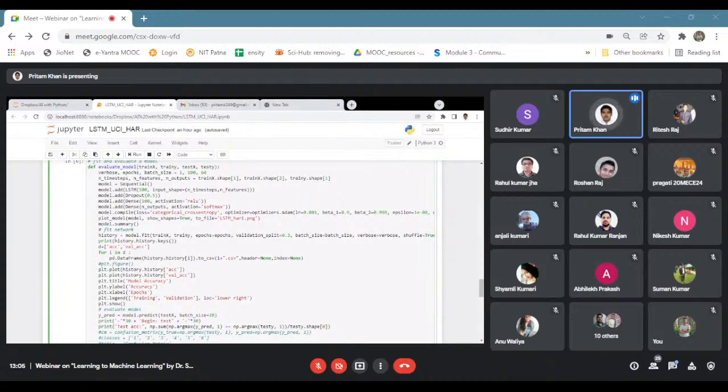So here we have used the Adam optimizer with a learning rate of 0.001, and there are other parameters also, like beta 1, beta 2, and epsilon. So those are actually used here. So here I am plotting the model first. So what does the optimizer do?